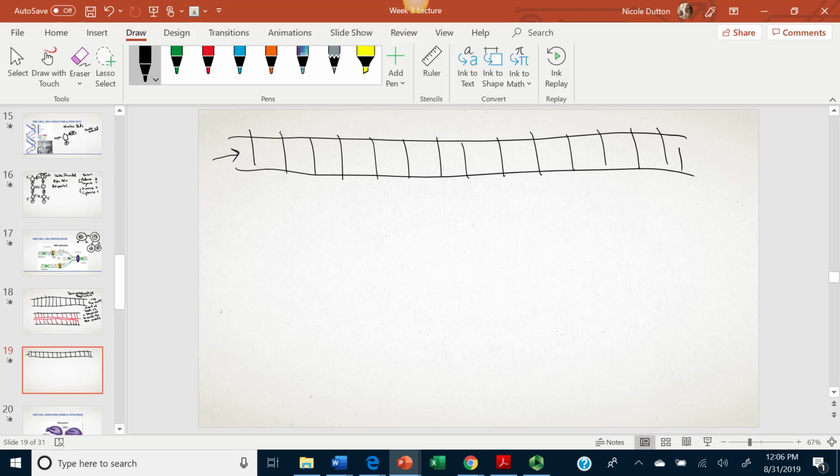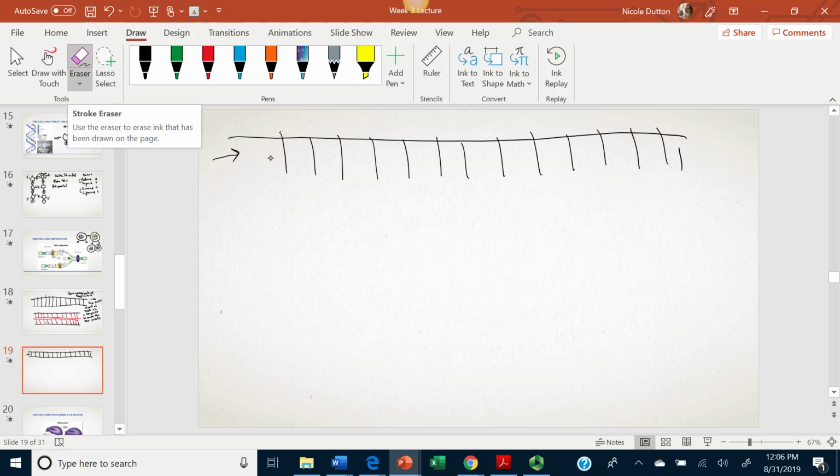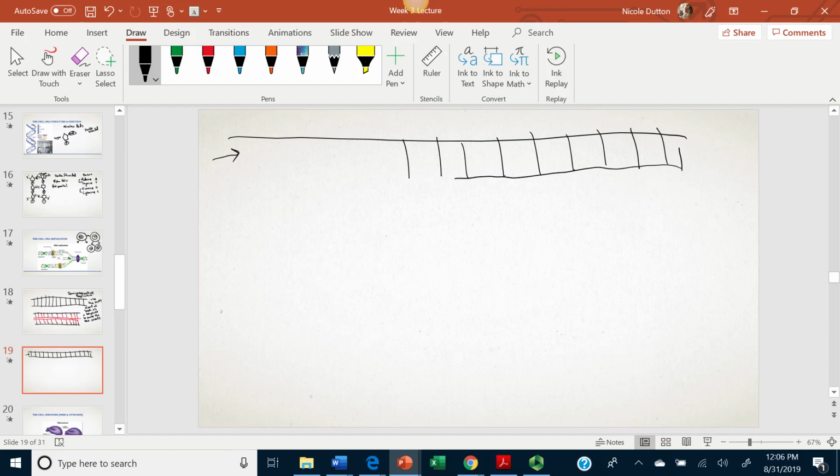That enzyme is known as helicase. So what helicase is going to do, it's going to come in here and open up the strands of DNA.